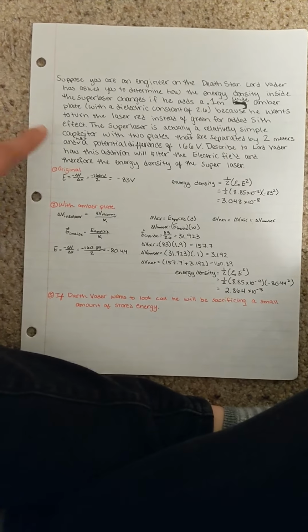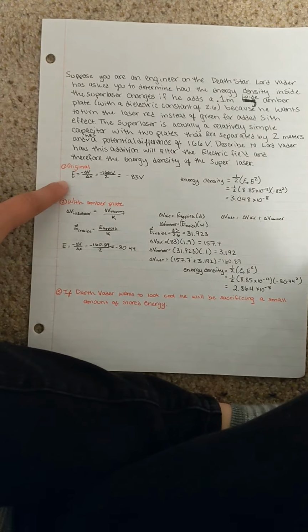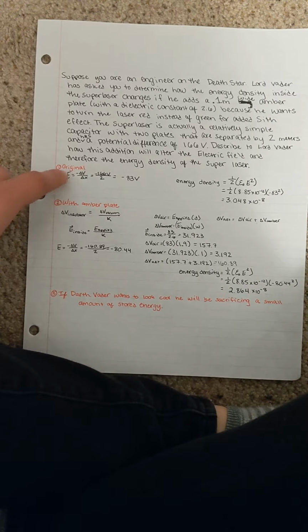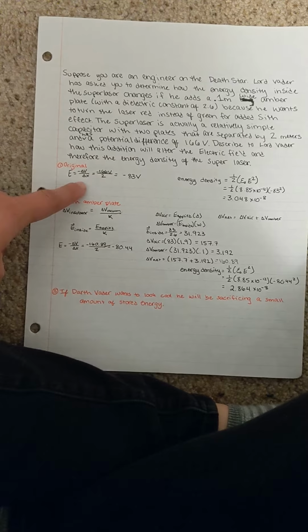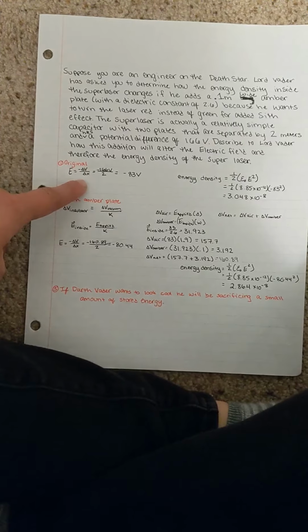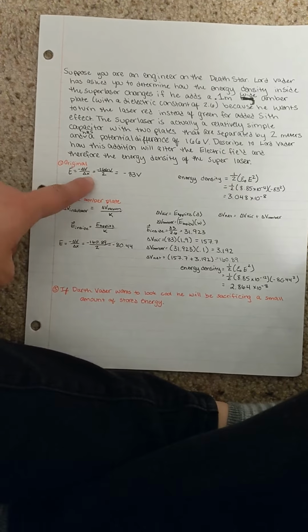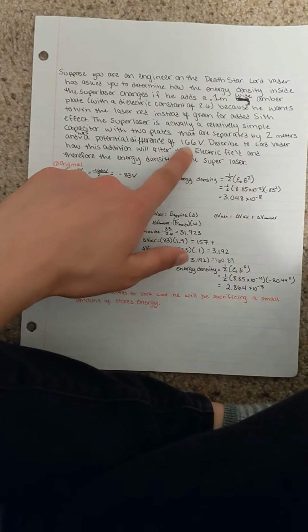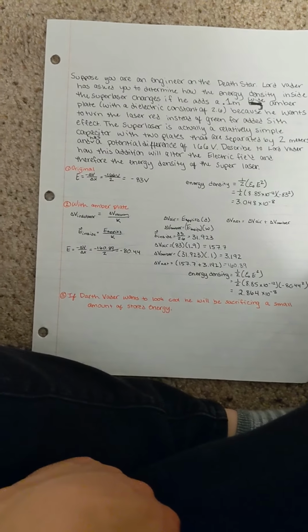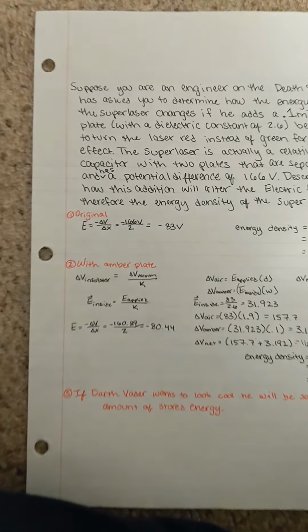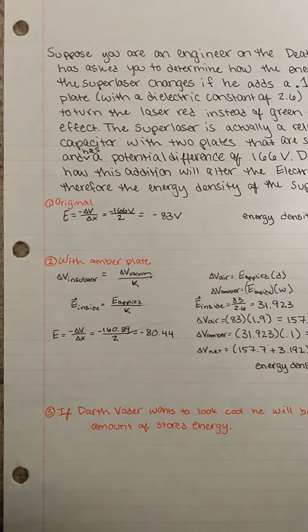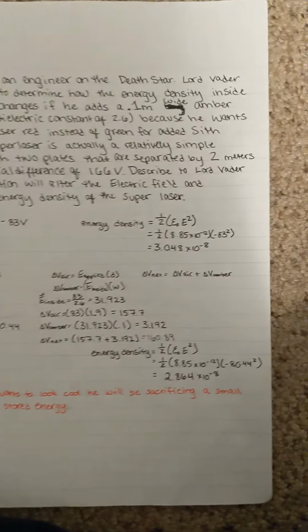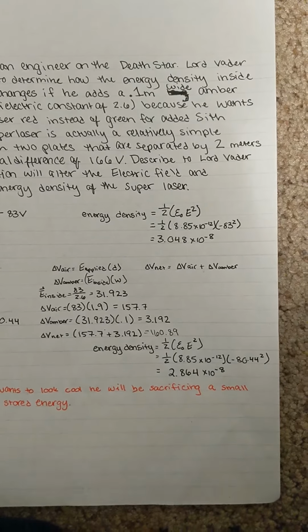So the first thing we do is we find our electric field as it currently sits. So we have E is equal to negative delta V over delta X, where delta X is the distance between the two plates, and our delta V is given in our problem statement of 166 volts. So you get that E is equal to negative 166 volts over 2, which is equal to negative 83 volts. Then we move over to calculate the energy density.